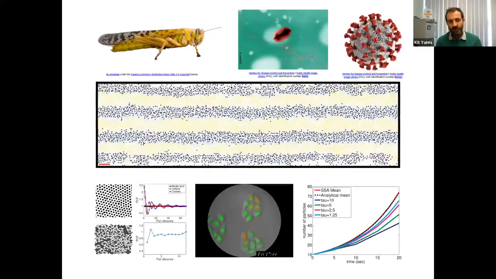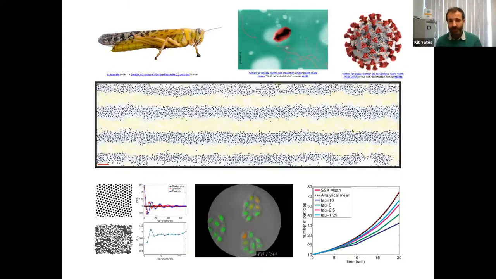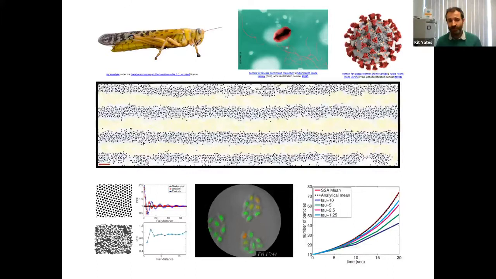So we've worked on areas from the migration of locusts and how they swarm and how we can control those swarms. We've looked at the way that bacteria spread and swim and form colonies and tried to understand that. And we have done a little bit of work latterly on coronavirus. We've looked at the way animal pigmentation patterns form. So this is a zebrafish pigmentation pattern model. We also model mammalian pigmentation patterns.